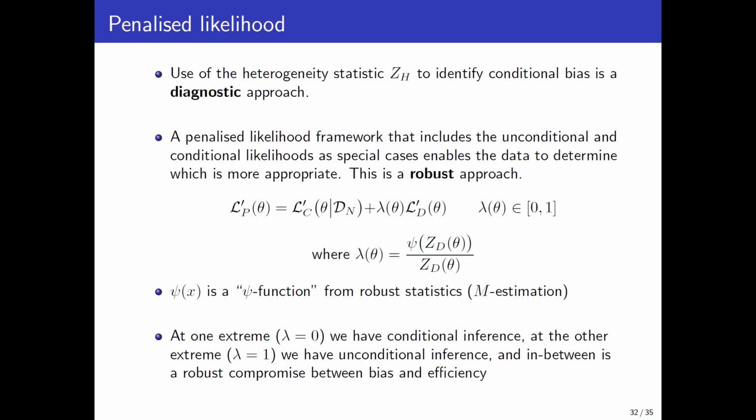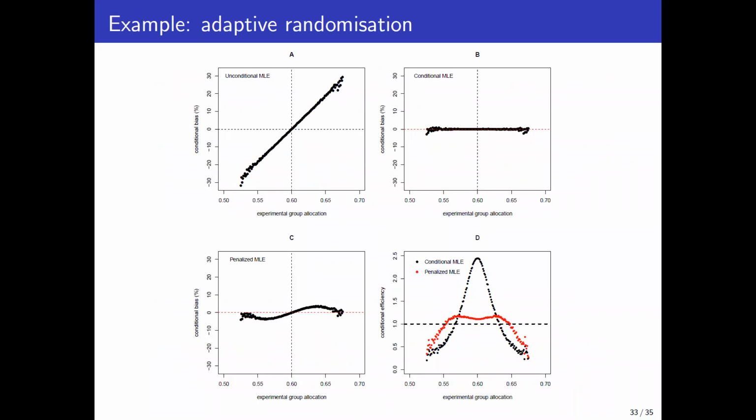I won't go into all the details. It has some concepts related to robust statistics as well, but I'll just show you some results of that. So the top two panels you've effectively already seen. This is the unconditional and the conditional for this adaptive randomization scenario. When we use the penalized likelihood approach, we get relatively unbiased estimation. But what you see here with the efficiency is some important advantages.